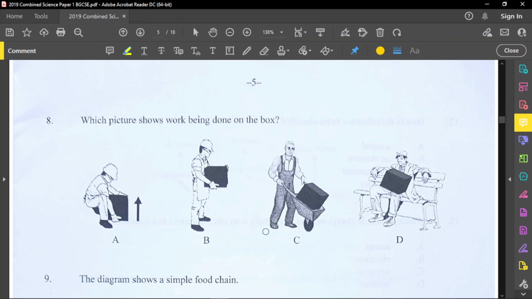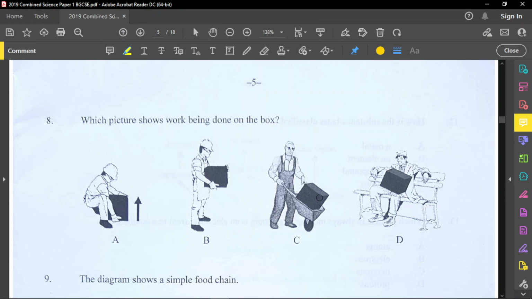In any of these diagrams, which is actually causing movement on the box itself? For option A, the man is lifting the box upwards, so there's a force being applied, and the box is being pulled or pushed upwards. For diagram B, the person is standing with the box. Matter of fact, even if the person is walking, the force is not being applied onto the box. And even the wheelbarrow, the force is not applied to the box itself. It's applied to the wheelbarrow, and the wheelbarrow is moving.